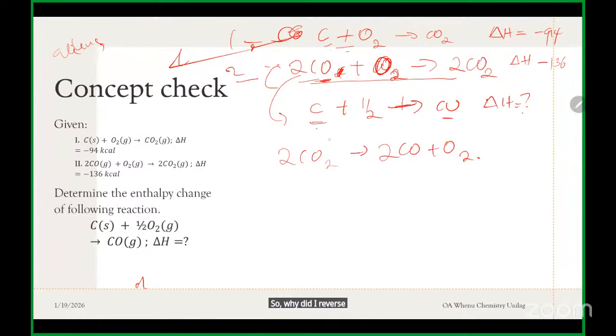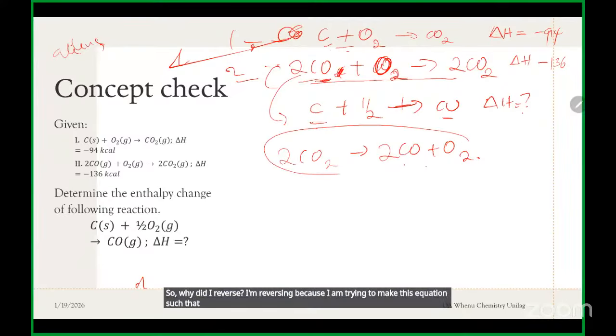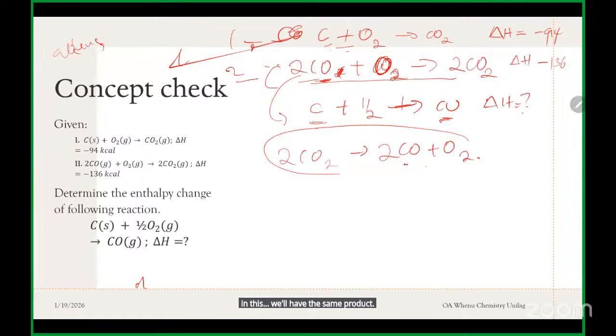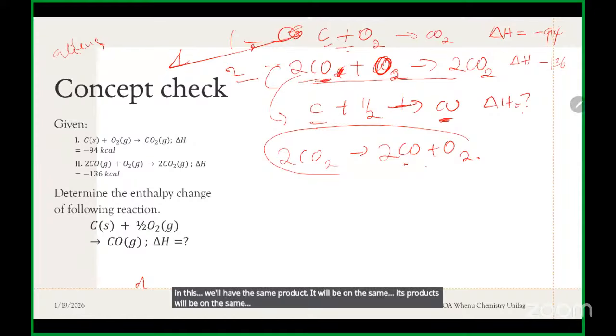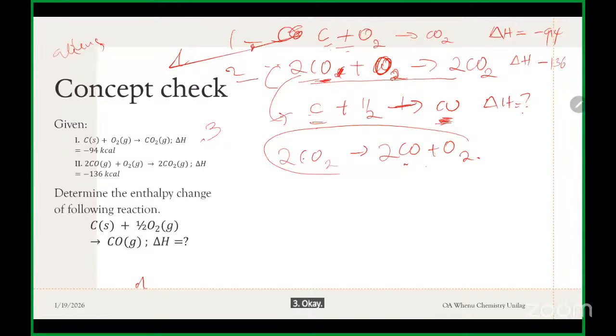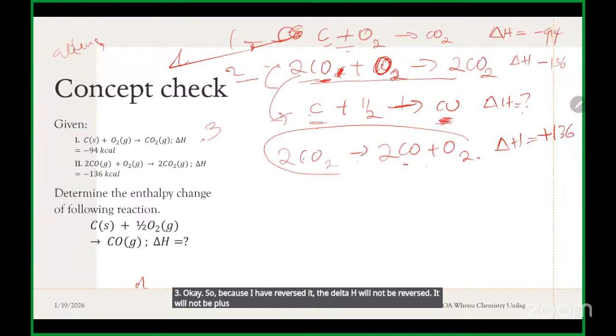I'm reversing because I am trying to make this equation such that its product will be on the same side as the product of the one that we are trying to determine, because we are using it to determine equation 3. Because I have reversed it, the delta H will now be reversed. It will now be plus 136.